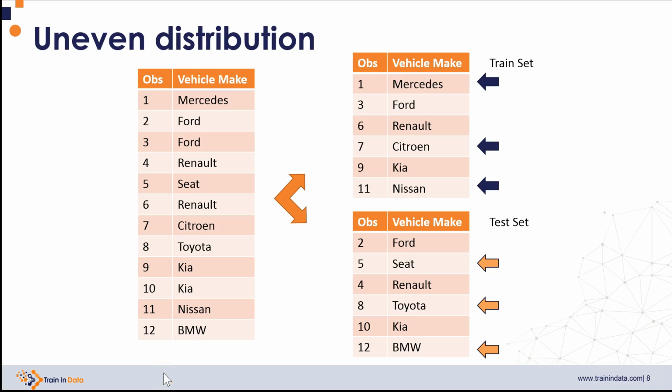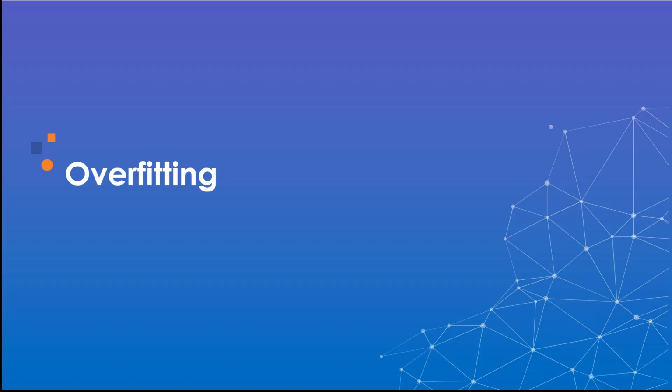For example, let's look at the variable vehicle make in this table. When we divide the dataset into train and test, we can see that some labels like Mercedes, Citroën, and Nissan appear only on the training set, whereas other labels like Seat, Toyota, and BMW appear only on the test set. Those labels that appear on the train set may cause overfitting, whereas those labels that appear on the test set may cause operational problems. Why can these labels cause overfitting?